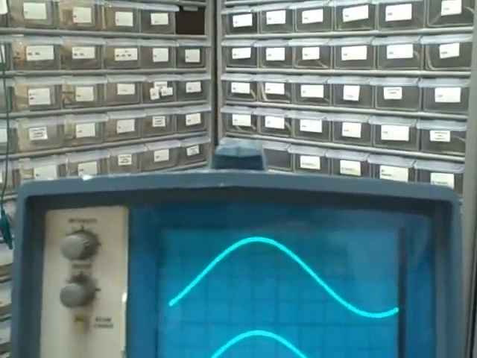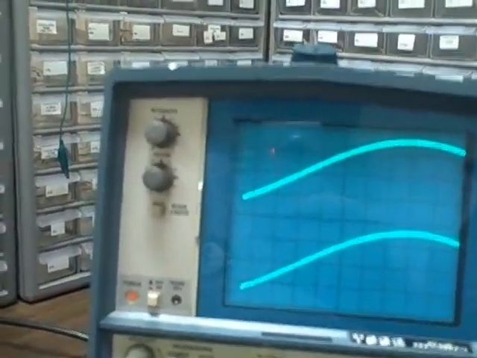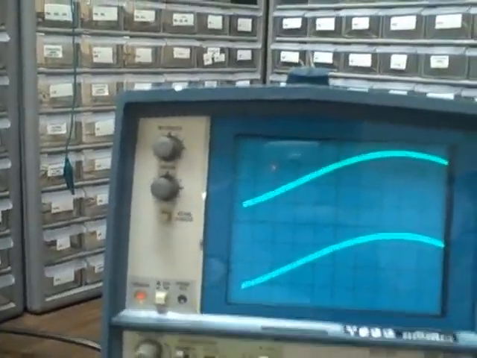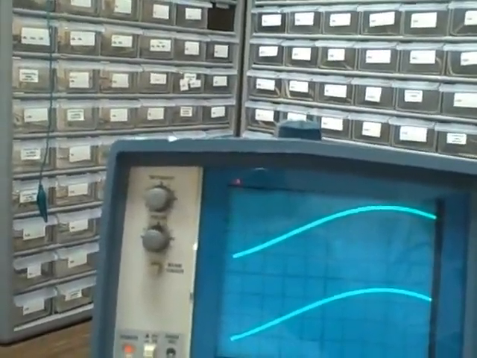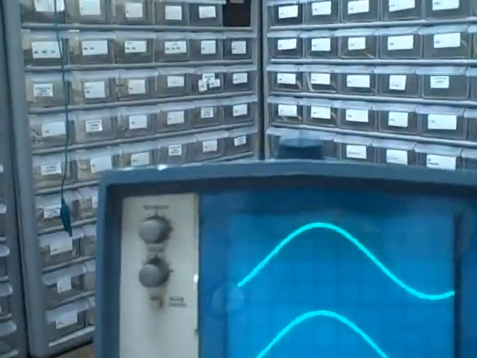Alright. We are now going to take ourselves down again. We are now at 10 microseconds per division. Close enough. 10,000 hertz, 10 divisions, one cycle. Right there.